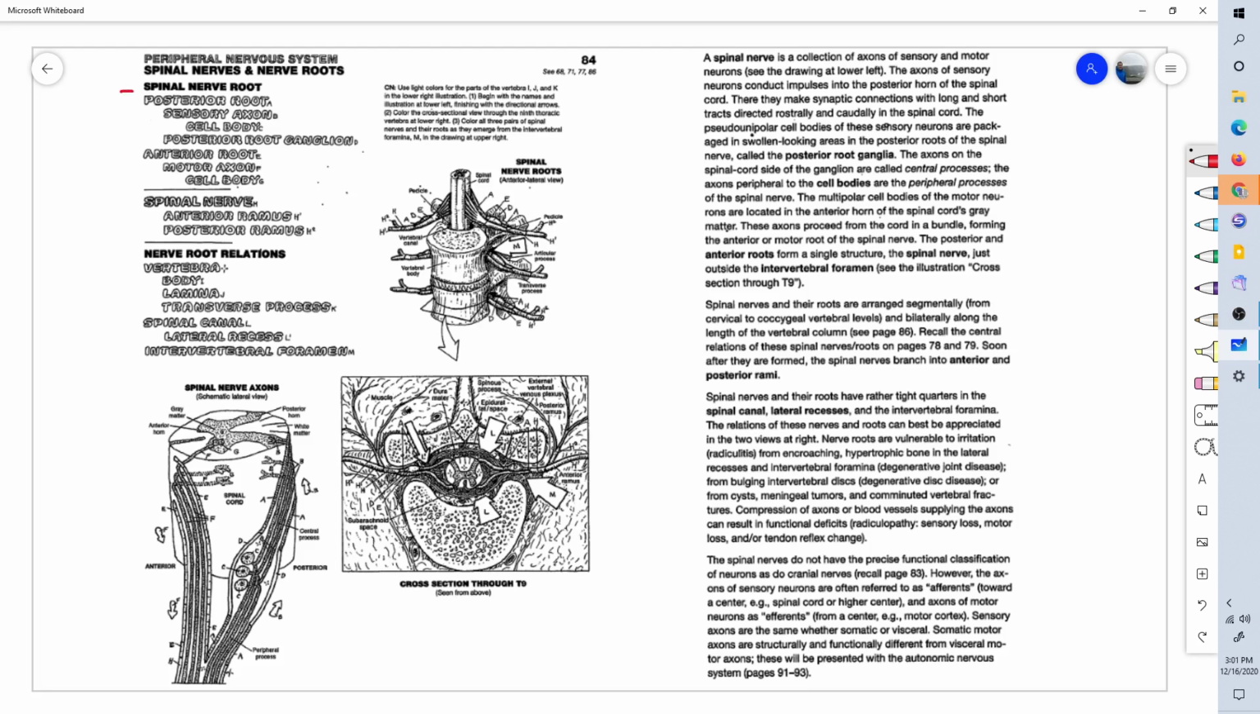These are part of the peripheral nervous system, and so were the cranial nerves for that matter. They're part of the peripheral nervous system. And so we're going to talk about what happens when neurons exit the spinal column.